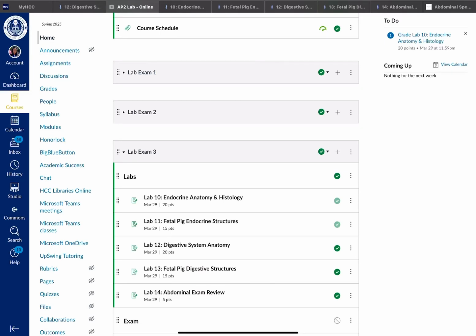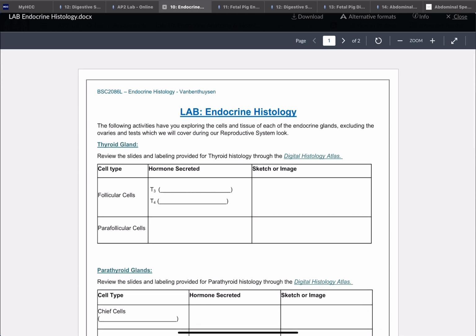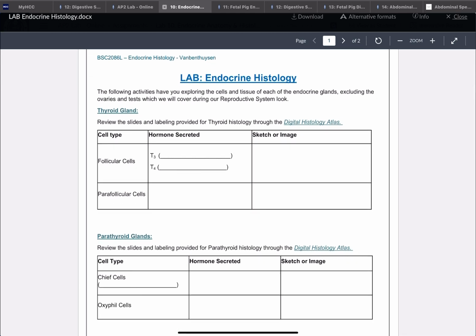Hi everyone, I just wanted to make an overview video for the Lab Exam 3 material, because Lab Exam 3 tends to be a little bit more challenging. So the first lab is Lab 10, which is endocrine histology. Here we're dealing with the organs that are involved in the endocrine system.